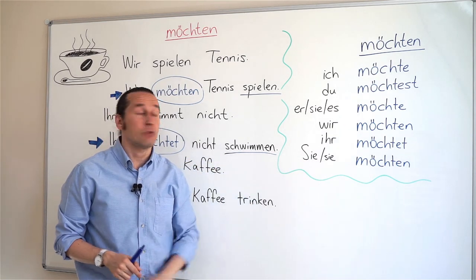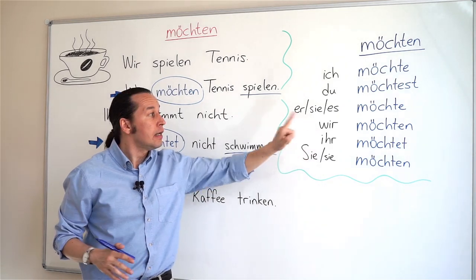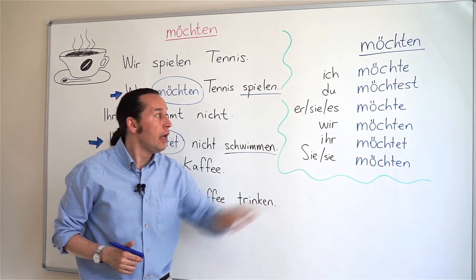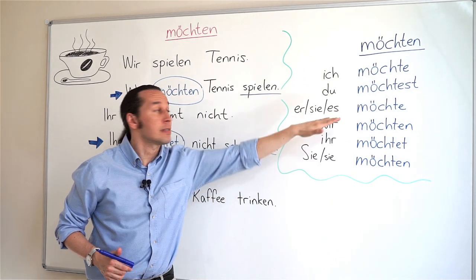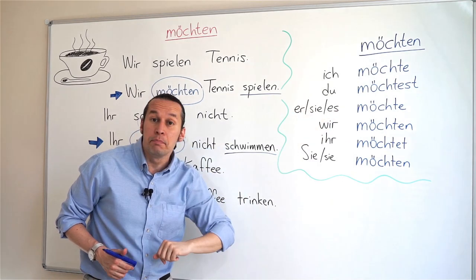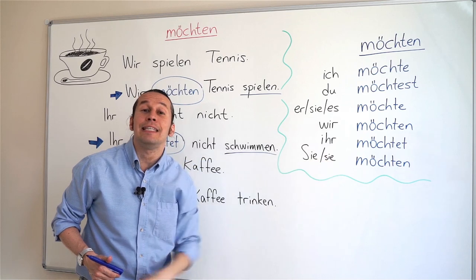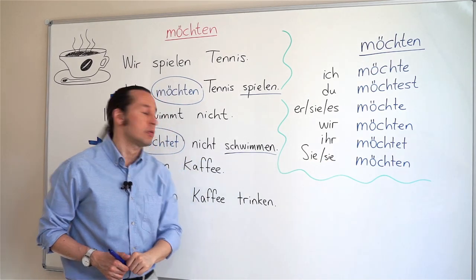But don't mix this with sie, which is something else. This stands for she, okay? And is conjugated differently. Here it says sie möchte, but here it says sie möchten. This is very important, okay?